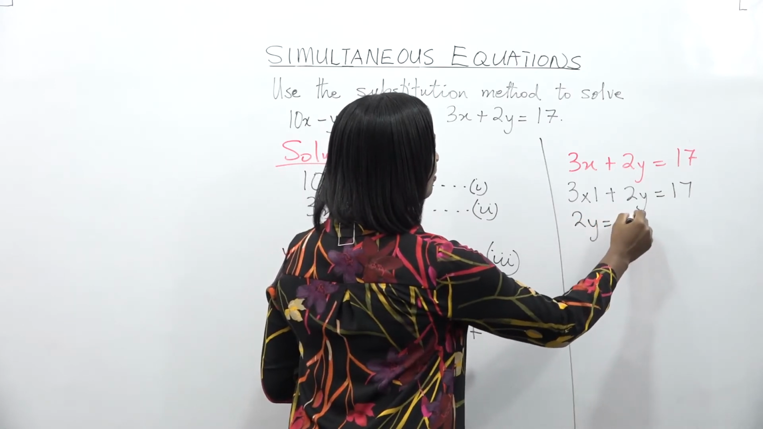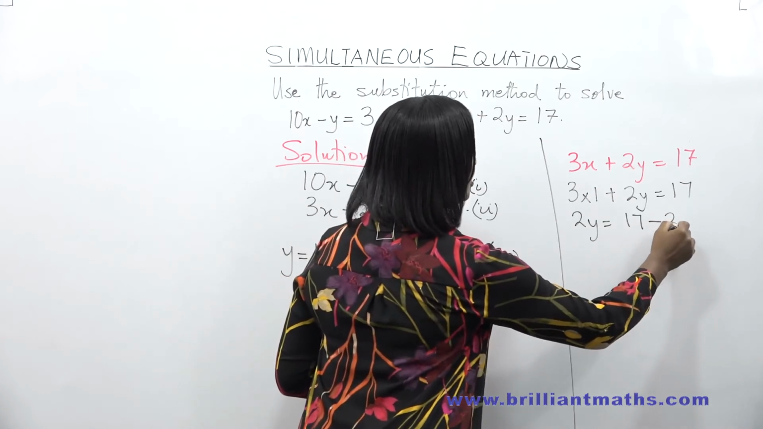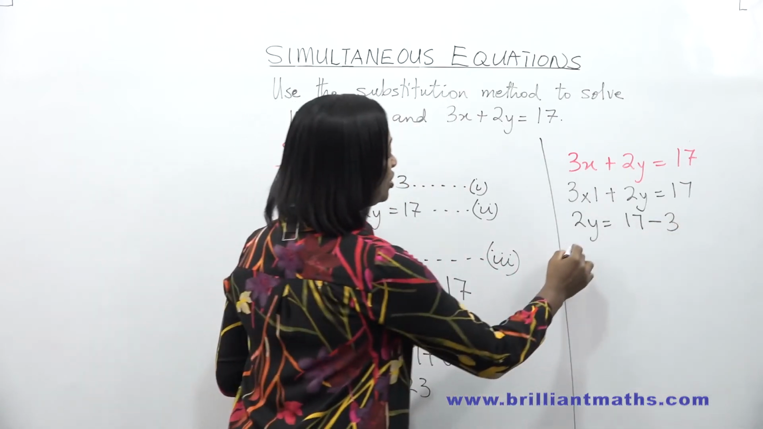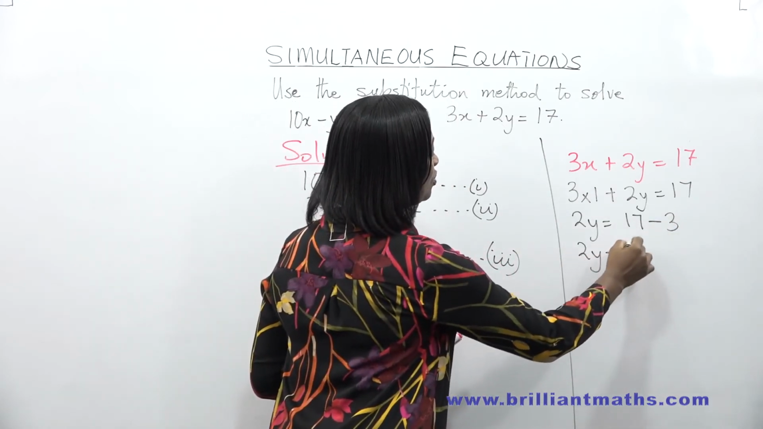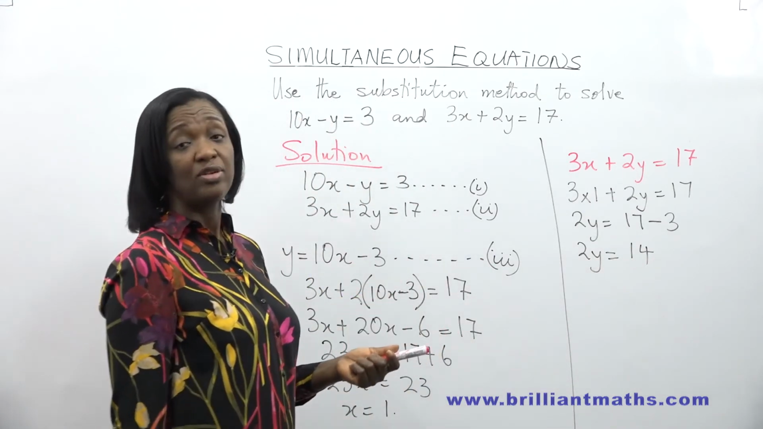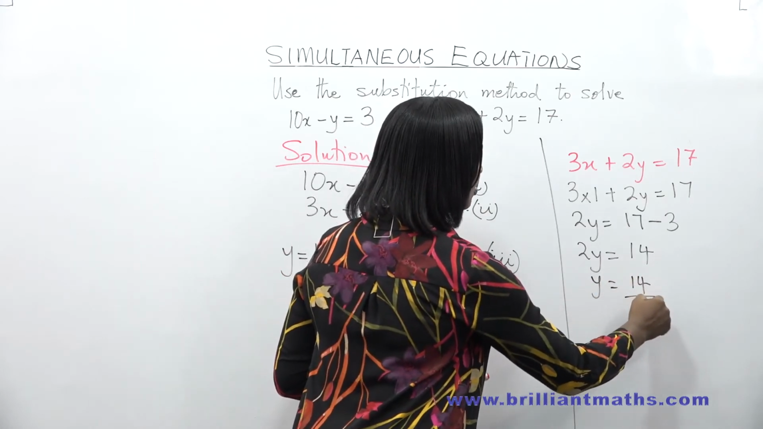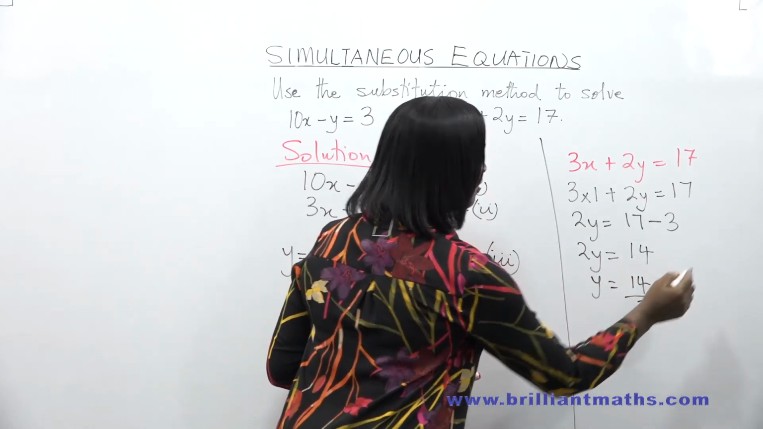2y is equal to 17 minus 3, and 17 minus 3 is 14. So 2y is equal to 14. If 2y is equal to 14, what is the value of y? y is equal to 14 divided by 2, which is equal to 7.